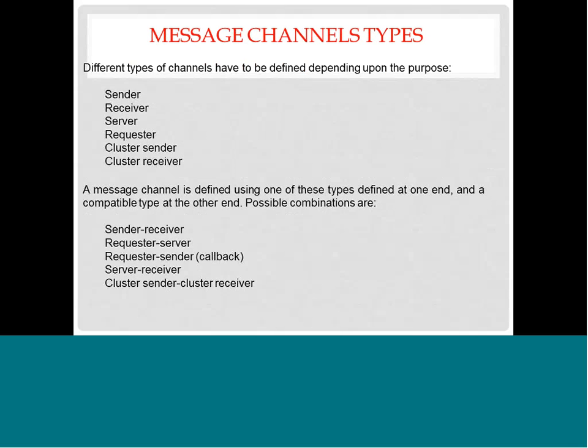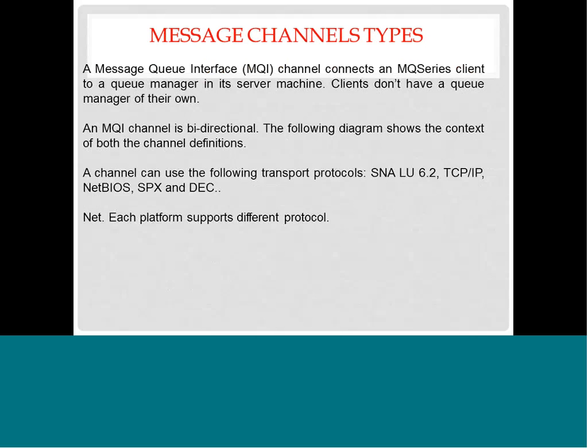These are the messaging channels: sender, receiver, server, requester, cluster sender channel, cluster receiver channel. The combinations of channels are sender and receiver, requester and server, requester and sender, server and receiver, cluster sender and cluster receiver channel. These are the combinations of the channels. I told you there are two types of channel: messaging channel and MQI channel. So these are MQI channels. MQI channels are the two-way piping channels.